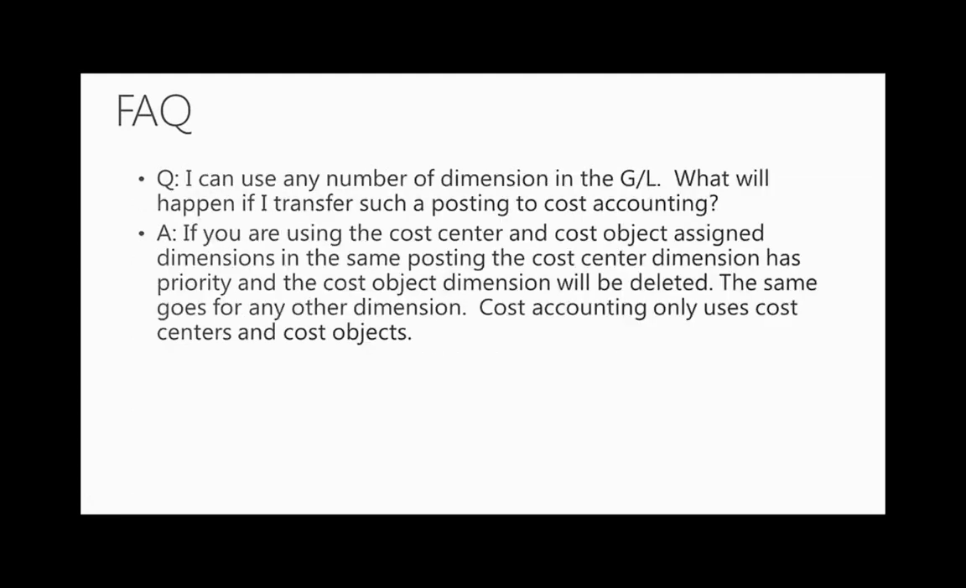And as we said before, only cost centers and cost objects will be transferred from GL to cost accounting. And if you use both dimensions in the general ledger, then only the cost center will be transferred. And if you use any number of dimensions in the general ledger, in cost accounting you will only have these two dimensions available.